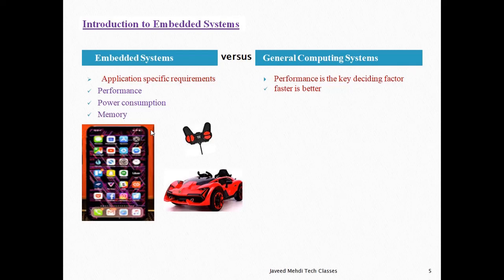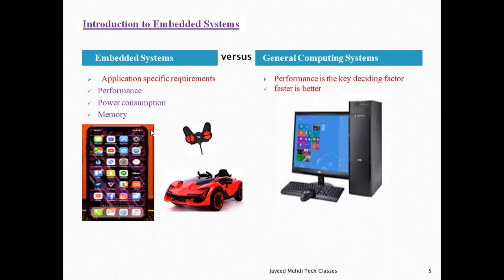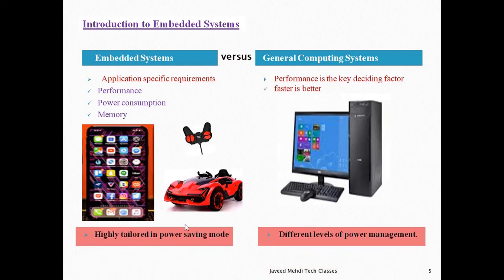Whereas with respect to general purpose computing system, performance is the key deciding factor. Whenever you go for buying a computer system, you want to buy a faster one. The faster is better here. Embedded systems are highly tailored in power saving mode. Tailored in the sense designed. Whereas you have different levels of power management in general purpose computing systems.